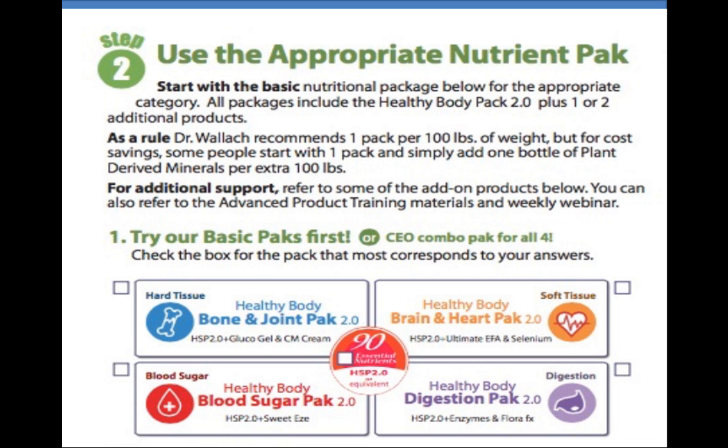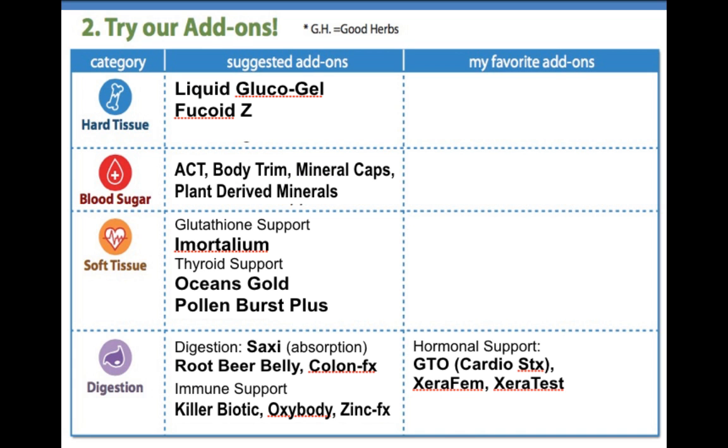So what we do is we go through this and I make sure they have the right nutrients and the right dosage. And again, sometimes you have to make sure that they're doing a couple of the add-ons. For example, thyroid support. Just the healthy brain and heart pack will not be enough for thyroid support. You do need the extra Ocean's Gold. For some people with digestive issues, just the healthy digestion pack won't be enough. You do need the Saxi. You'll get better results with the Saxi. And that's why we're sharing these things with you, because they're common add-ons that make a big difference. All right?